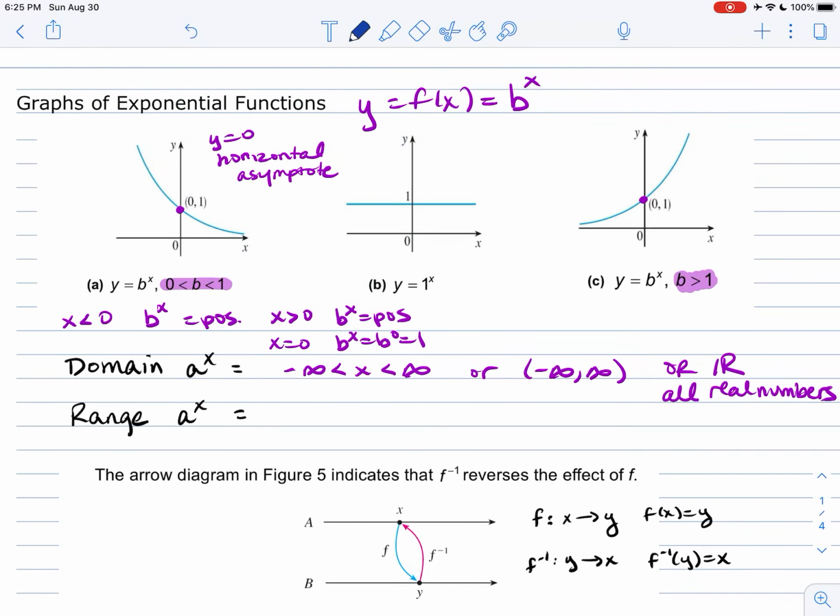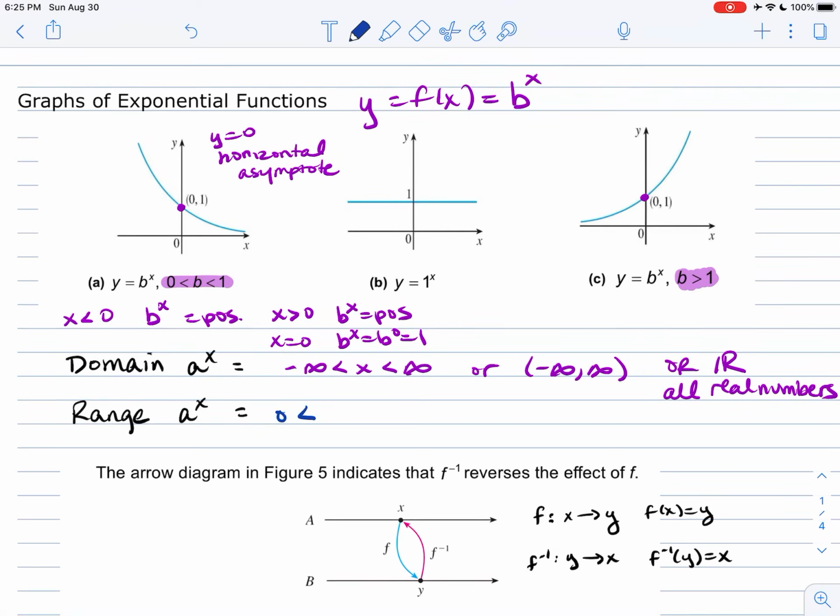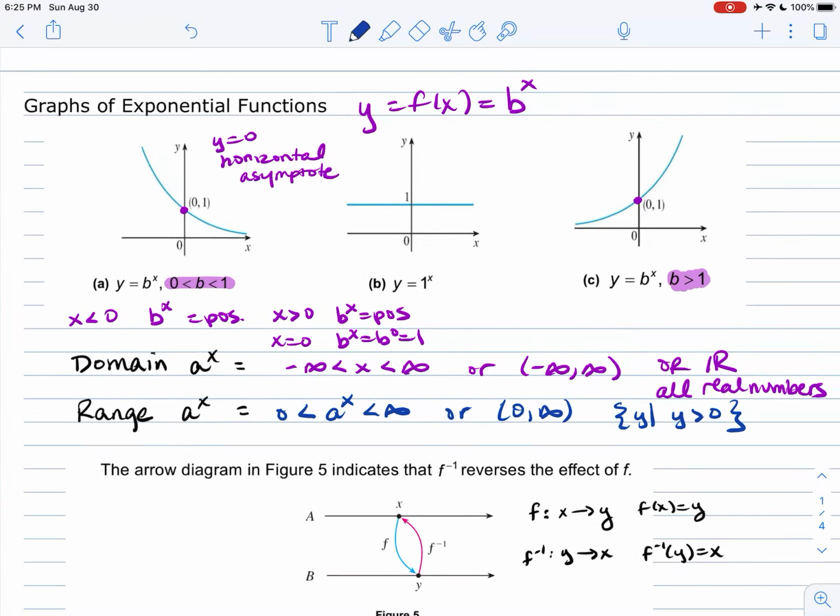And what is the range of a to the x? The range is how tall your graph is. What are the list of possible output values? And we just discussed that 0 is never achieved, but that we can see from our graphs that we do go to infinity in both cases. So we have that 0 is less than a to the x less than infinity. Infinity is never really achieved, so we use that strict inequality. So we can say that this is 0 to infinity, or we can say that it is the collection of y where y is strictly bigger than 0. You can say that.